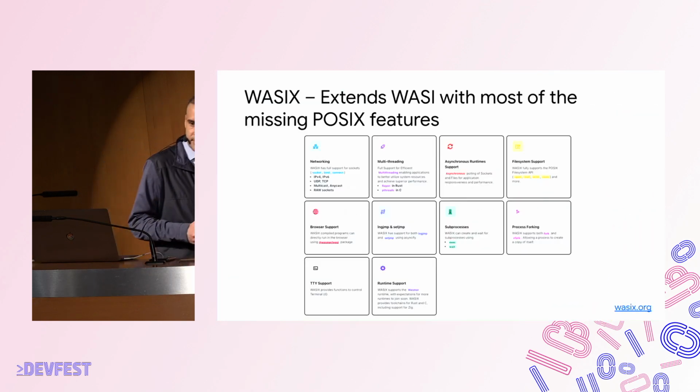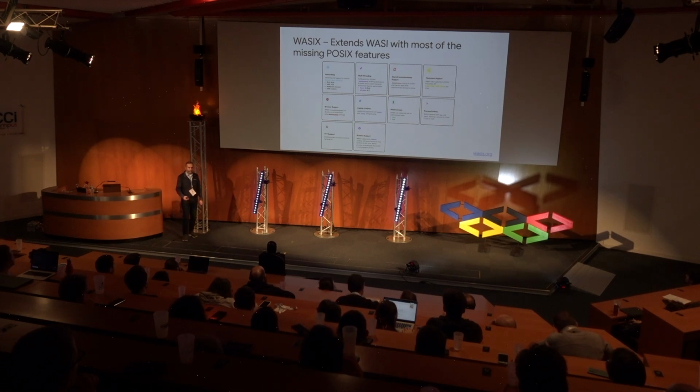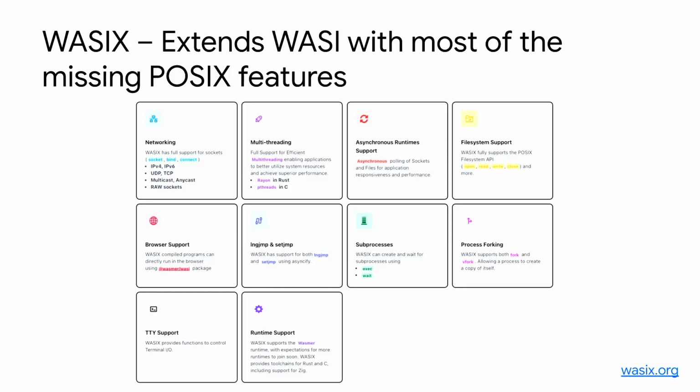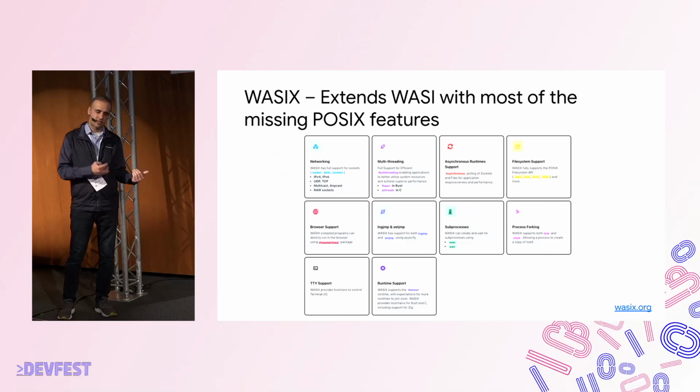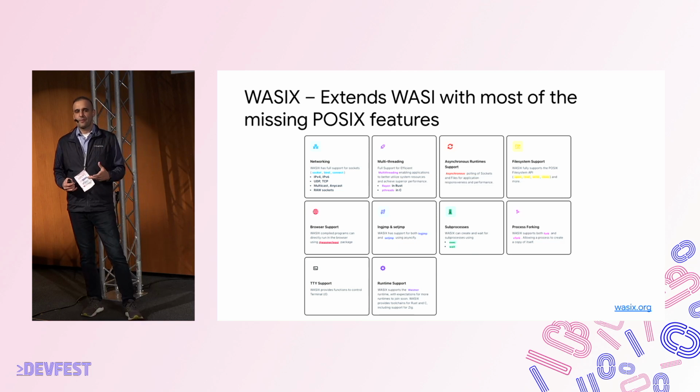Another way that's coming up is called WASIX. And WASIX tries to add full POSIX support on top of WASI. So it tries to add networking, multi-threading, and all the missing things, basically, all the things that we want, but it's not in WASI yet. And I feel like it's coming from a point of frustration, because WASI has been sitting around for a while, and they still don't have support for things like sockets.